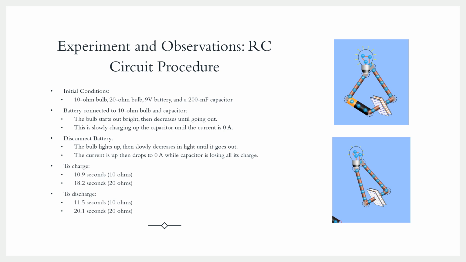When we disconnected the battery, the bulb again lights up, then slowly decreases in light until it goes out. The current is up, then drops to 0 amperes, while the capacitor is losing all its charge. To charge the 10 ohm bulb, it took about 10.9 seconds. To charge the 20 ohm bulb, it took about 18.2 seconds. To discharge the 10 ohm bulb, it took about 11.5 seconds. And to discharge the 20 ohm bulb, it took about 20.1 seconds.